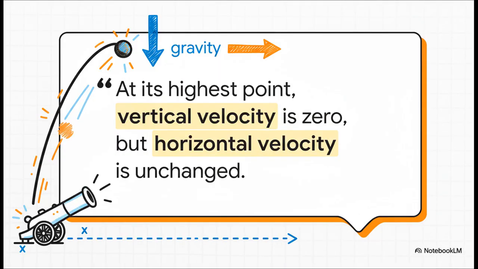And this is a classic, a total favorite. At the very tippy top of its flight, the object stops going up for just an instant before it starts coming down, so its vertical velocity is 0. But what's happening in the horizontal world? Nothing. The cruise control is still on. It's just gliding sideways, completely unaware of all the drama happening in the vertical world.